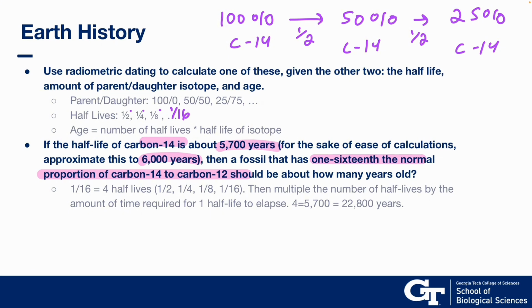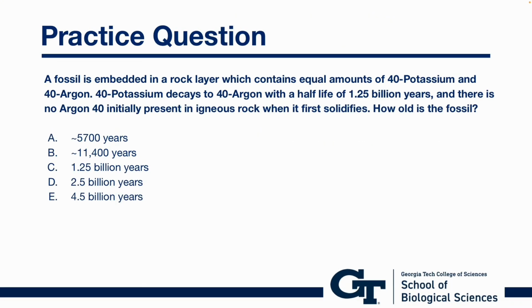So what do we do? Well, we take the number of half-lives, which in this case is 4, multiplied by the actual half-life itself, 5,700 or 6,000 in this case, and we get that number. So probably 24,000, but in this case, if we use 5,700, 22,800 years. So that's the most we'll have to work with these. It should not be that bad at all. So again, here's our practice question.